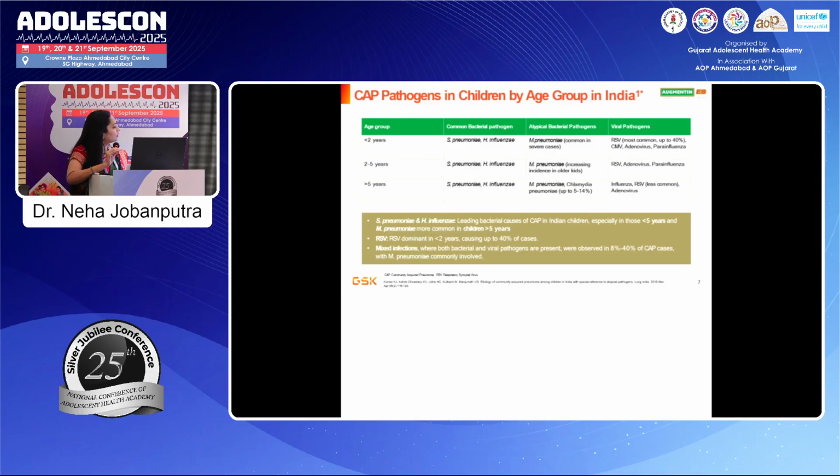Being the leading bacterial cause of community-acquired pneumonia in children, strep pneumonia and H. influenzae, we usually have to treat them in the way that our diagnosis is not missed. We give on time the right treatment and the right dose, and that's what we are gathered here today for.